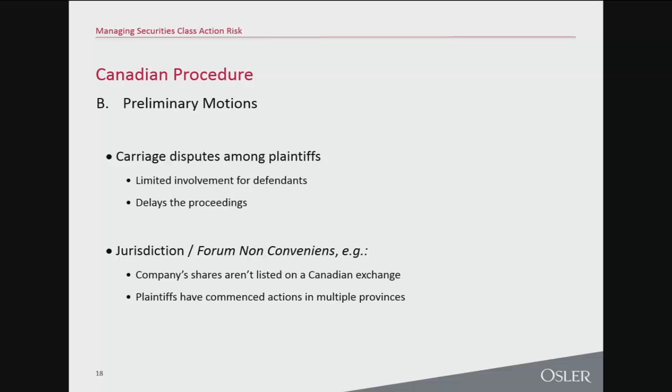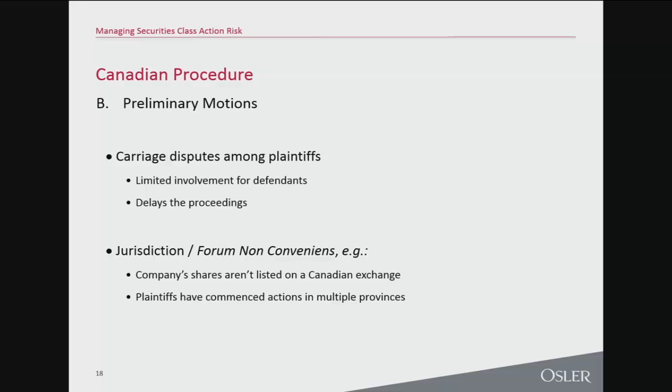And so unlike in the U.S. under the PSLRA, in Canada these fights are determined by way of carriage motion before the case management judge, and there's no real legislative mechanism for sorting this out. The main effect of these fights is that it will delay the actual substance of the action until the issue of carriage is resolved, which can take from a few months to a year, or, in the case of a recent decision by the Court of Appeal in Barrick, 2 years from the date the action was commenced.